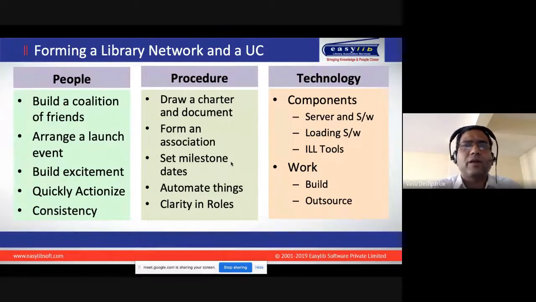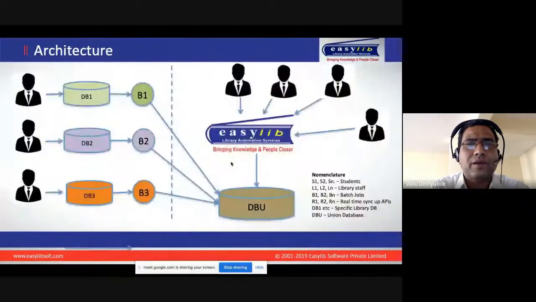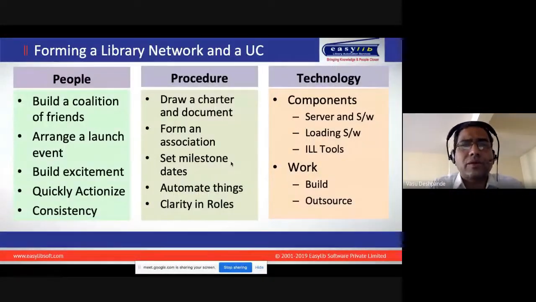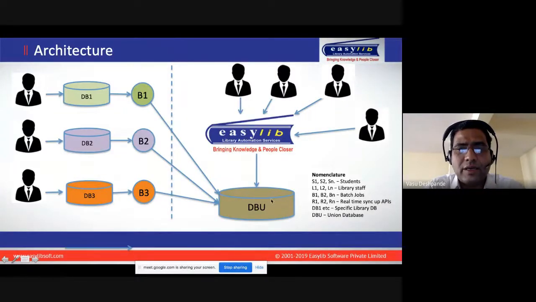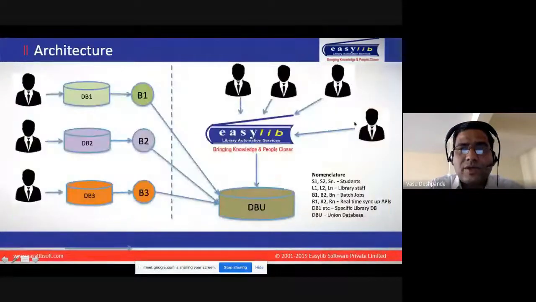Let's go to the third one, the technology part. Okay, the technology, there are 2 things. One is, what are the components you need to procure for forming a union catalog? Definitely, one is the server, where this large data, I'll explain that, where the entire data of this union catalog is going to reside. So this server, everything should be there. That is the first activity. And the software should be there where the people are going to access it. That is the second one.